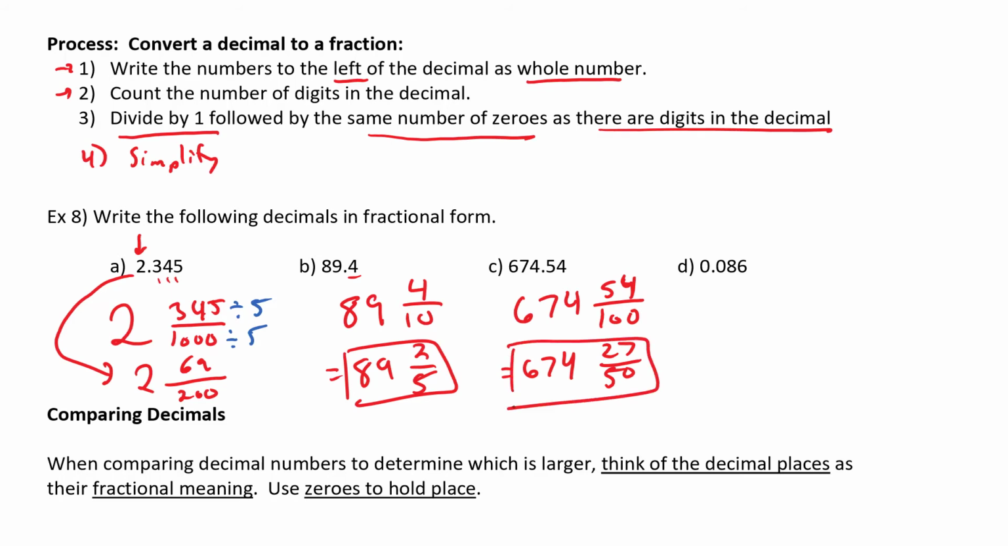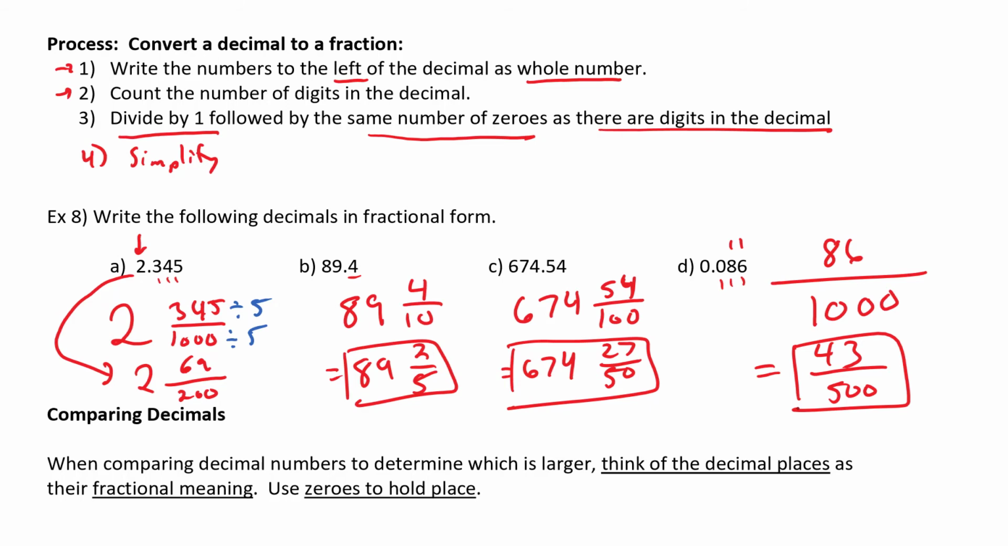Lastly here, there is no whole number. So what do we do? We write down the digits, 86. We put it over 1. How many decimal places are there? 1, 2, 3 decimal places. So there must be 3 zeros. Can we simplify that down? We can. 43 over 500.